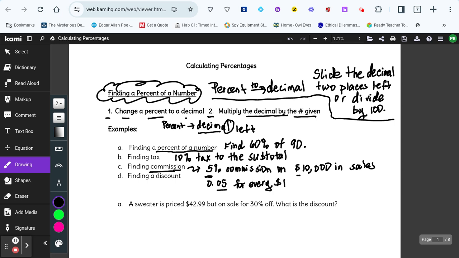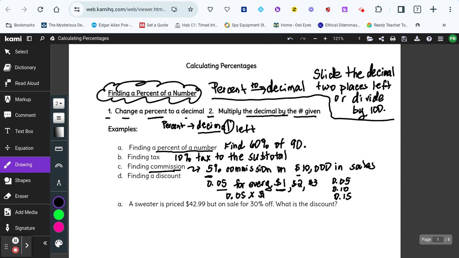So suppose you sold an item for $1, then you get 1 nickel. If you sold an item for not $1, but $2, then you would get 2 nickels, or 10 cents. If you sold an item for $3, you get 3 nickels, or 15 cents. But the easiest way is to take your nickel and multiply it by the number of dollars. Okay. And that's how we figure out how much commission is, the part of the sale you get to keep.